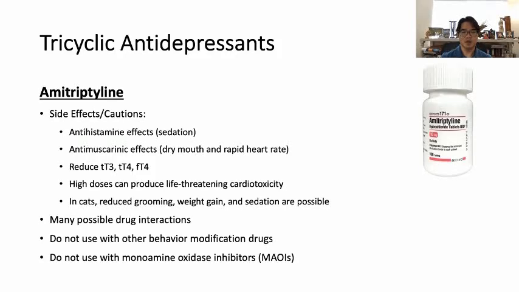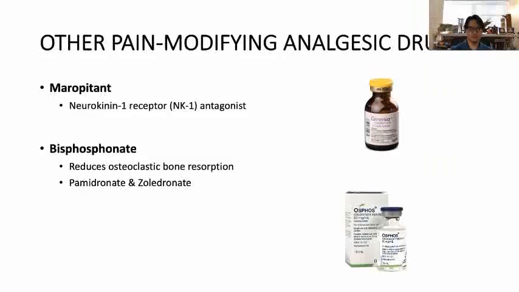the body. So when you combine amitriptyline and tramadol, you have to be very careful not to cause serotonin syndrome. Okay. Again, do not use with other behavioral modification drugs, just because, again, it may increase the concentration of serotonin in the body. And also do not use with monoamine oxidase inhibitors, for the same reason.